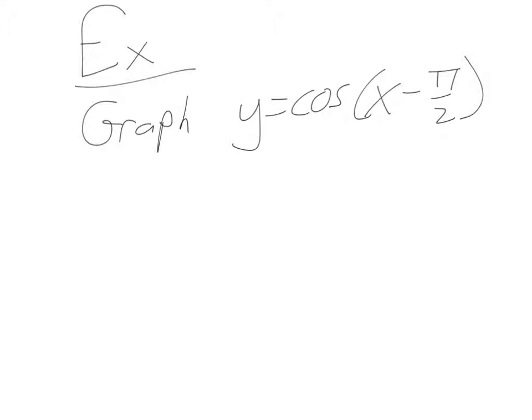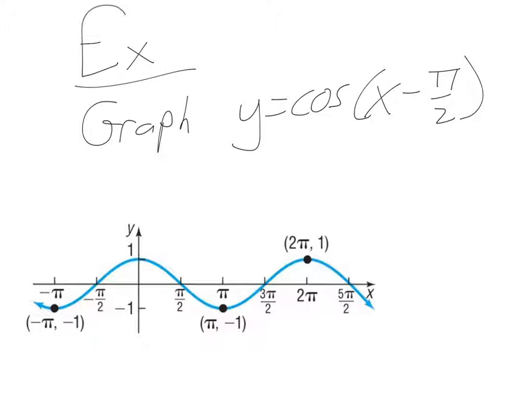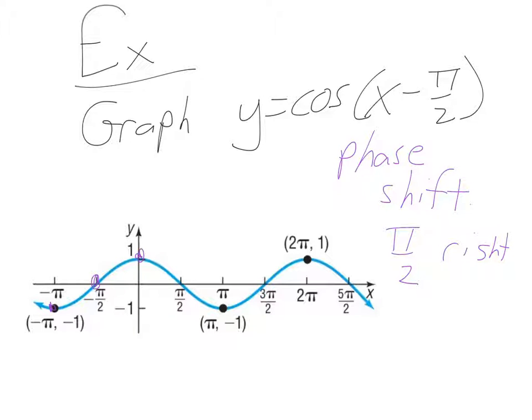So here's an example graph, cosine of x minus pi over 2. Since we're doing cosine, let's put the graph of cosine up here as a reference. Since we're subtracting pi over 2 from x, the phase shift would be pi over 2 to the right. So I'd recommend finding what we call the critical points, the points where it's 1, -1, or 0, and just shifting all these critical points pi over 2 units to the right.